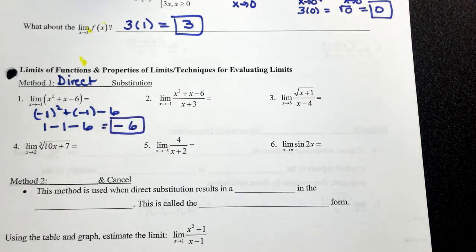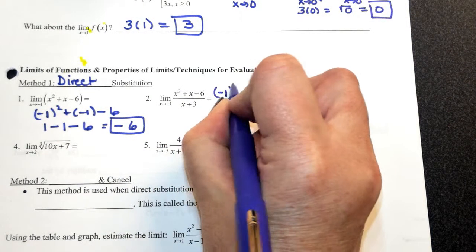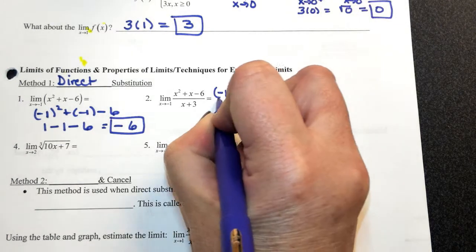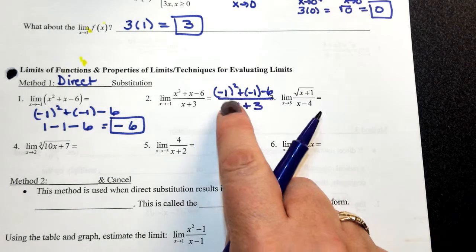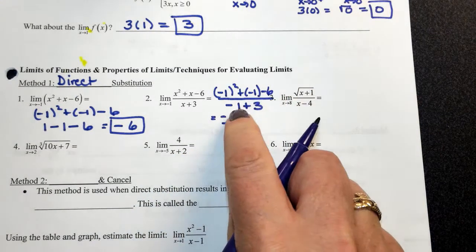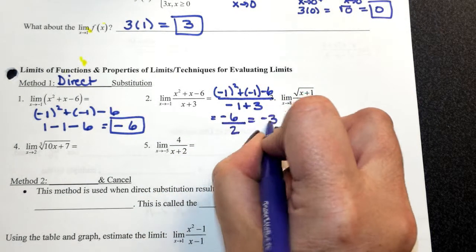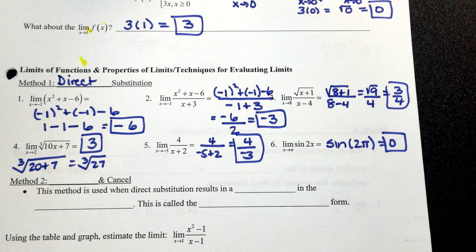Okay? So now take a look at 2. Again, plug in negative 1 for x. So negative 1 squared plus negative 1 minus 6, divided by negative 1 plus 3. So 1 minus 1 on the numerator gives me a 0. 0 minus 6 is a negative 6 over negative 1 plus 3, which is 2, so that's going to give me a negative 3. You go ahead and try the next 4 on your own. So any questions on 3 through 6, being able to find limits through direct substitution?